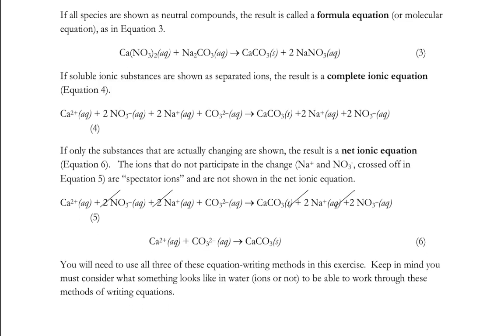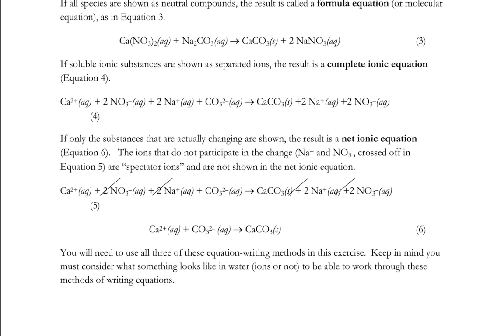The complete ionic equation, that would be where we separate everything that's aqueous. So we have Ca2 plus aqueous, plus 2 NO3 minus aqueous, plus 2 Na plus aqueous, plus CO3 2 minus aqueous, because they're all separate ions right before the reaction occurs. The calcium carbonate solid, those ions are together, so we indicate that. And we have the 2 Na plus aqueous plus 2 NO3 minus aqueous.